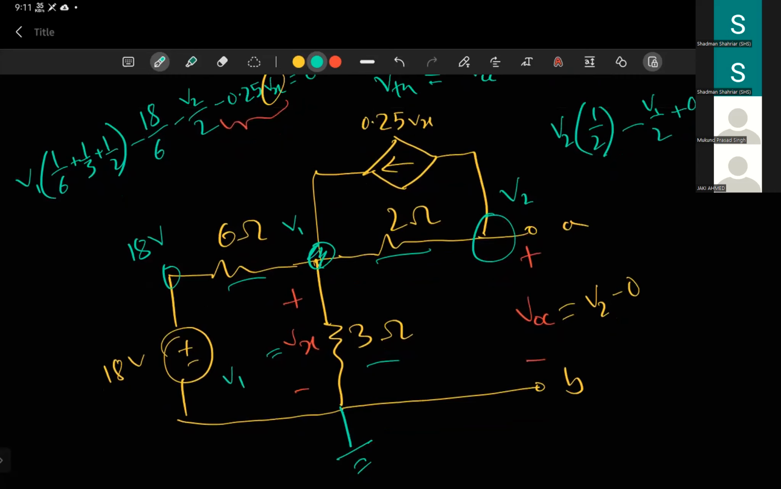Yes, only if you have a floating voltage source, only then you need to do super nodes. Other than that, you don't need to do super nodes at all.